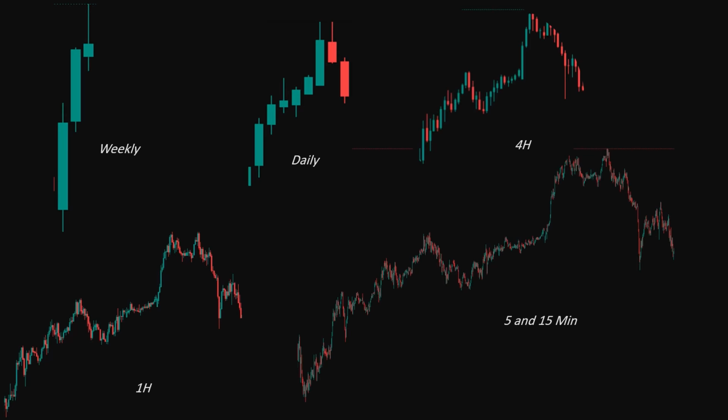Why does this matter so much? Because when you start your analysis from higher timeframes, you get a clear overall picture of where the market is heading and which levels actually matter. Then, when you move down to lower timeframes, you're not entering trades randomly. You're trading in the direction of the bigger move instead of fighting it. This alone cuts down a lot of bad decisions and helps you trade with much more confidence.